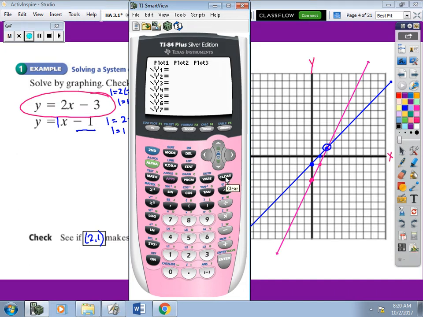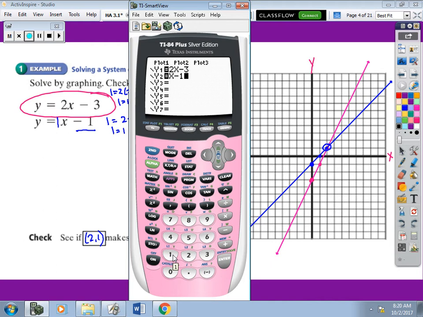So press your y equals button at the top and clear out anything that you have typed in there. And then let's go ahead and type in 2x minus 3. Remember, the x button is directly below the mode. Arrow down to y2 and type in the second one, which was x minus 1.